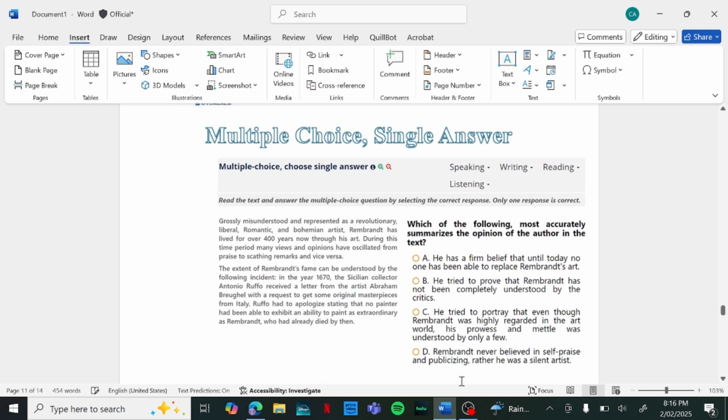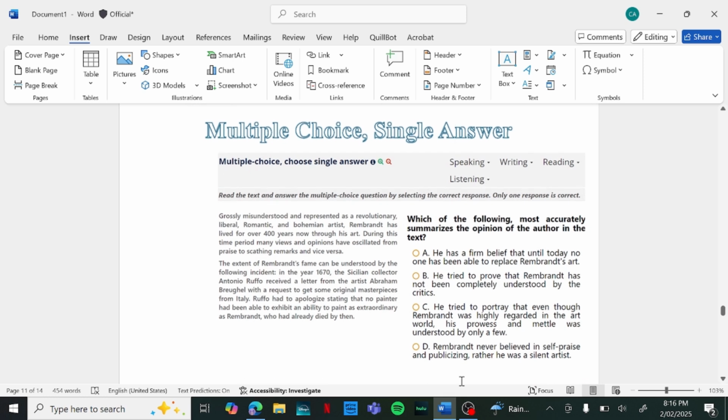The next question type that we have is multiple choice, single answer. A good way to answer this is, first of all, read the question first. Then scan the answers and don't overthink it. Just eliminate the wrong answers, because you only need one single answer. Okay? So let's do this. Read the question first.